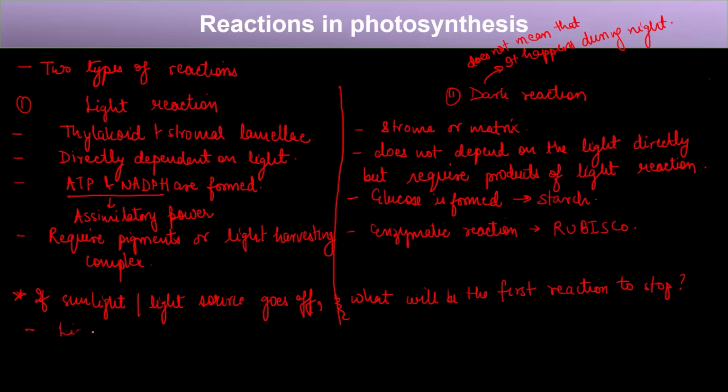The answer will be the light reaction, because the dark reaction is dependent on the product of the light reaction. The ATP and NADPH that are formed can be consumed anytime by the dark reaction. So if the sunlight goes off, the light reaction will immediately stop. But the dark reaction will go on until the products formed by the light reaction, that is ATP and NADPH, get consumed.